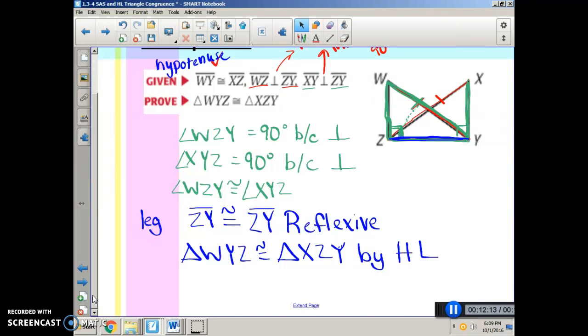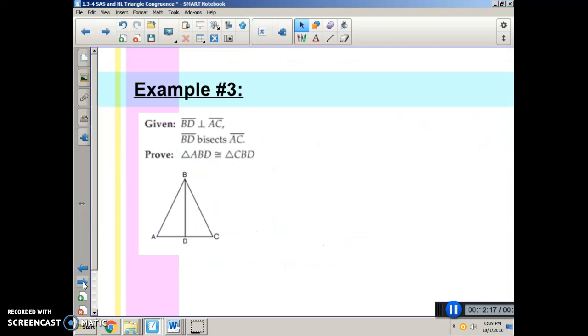Go ahead and pause to copy that down if necessary. Alright, and the last one we're going to do is this one. Yes, I think it's the last one. Yes, it is. Alright, so the last one we're going to do, we're going to have to decide which one works. Okay, we've learned SAS, we've learned HL, now we got to use our brains to figure out which one actually works for this one.